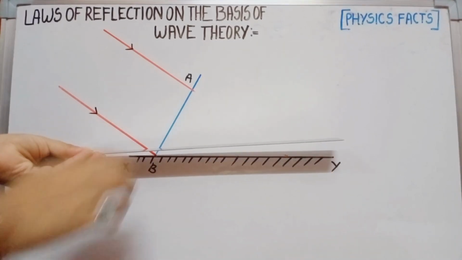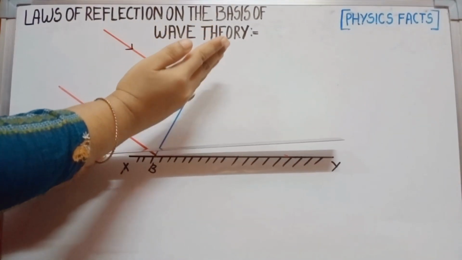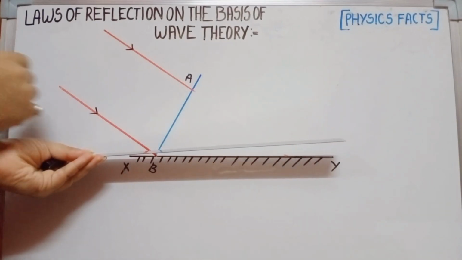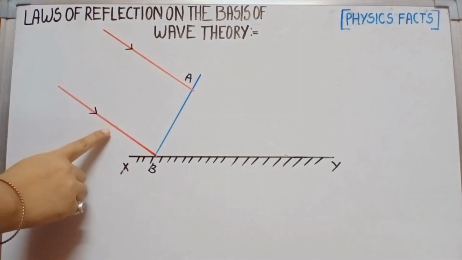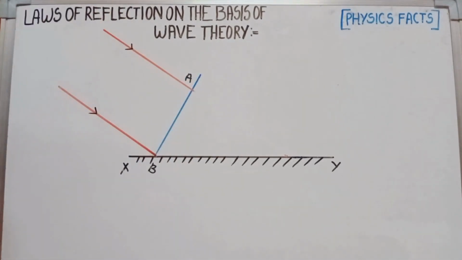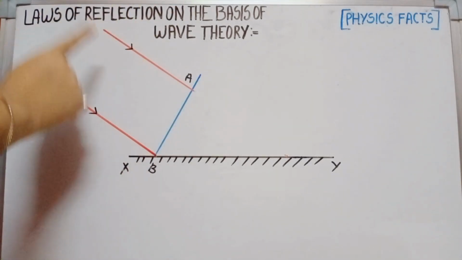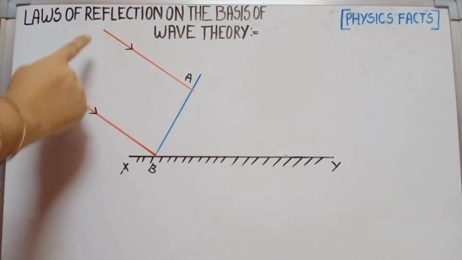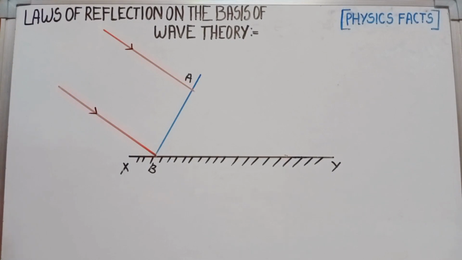Now this plane wavefront is also perpendicular to the plane of the board. And these are two incident rays. These two incident rays are always perpendicular to the plane wavefront. We know this, students; in our previous video also we discussed it. In case of a plane wavefront, we always get parallel rays, and these parallel rays are perpendicular to the wavefront.